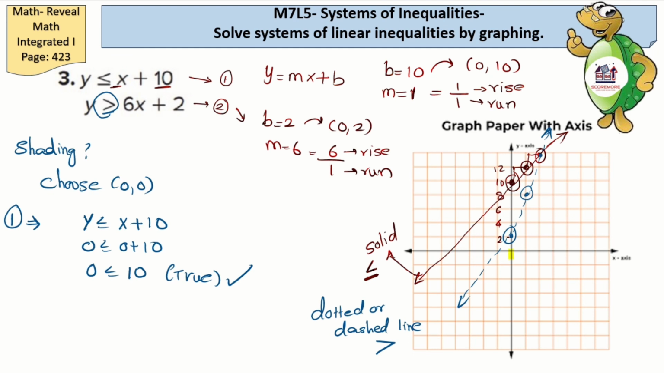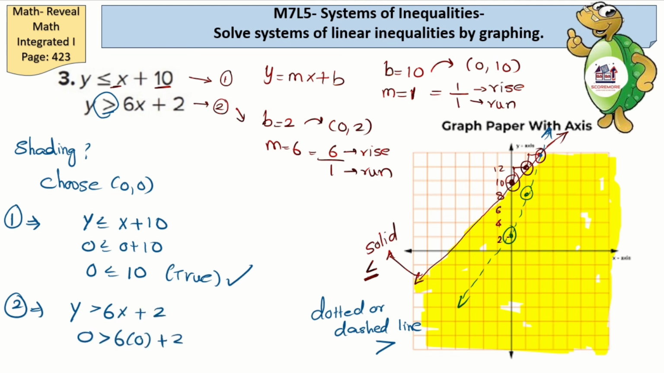Look at the first equation graph and (0, 0). Using a color, I'm going to highlight the area which includes the origin. Now let's try the same thing with the second equation: y is greater than 6x plus 2. Substitute 0 for x and 0 for y. It results in 0 greater than 2, which is false.